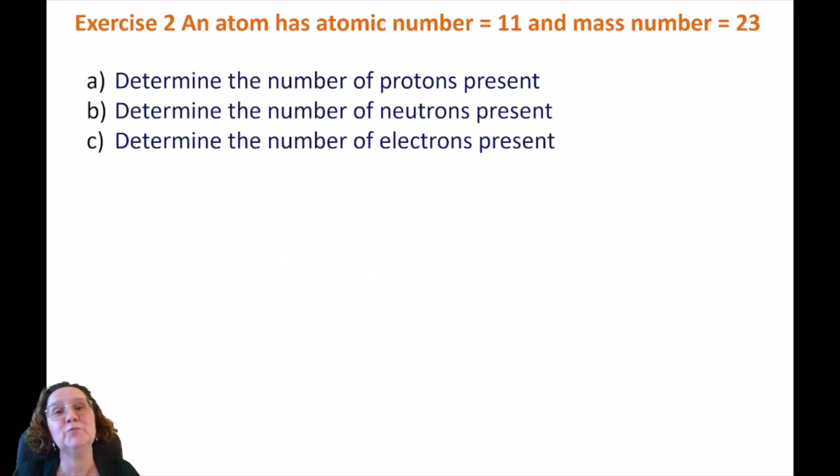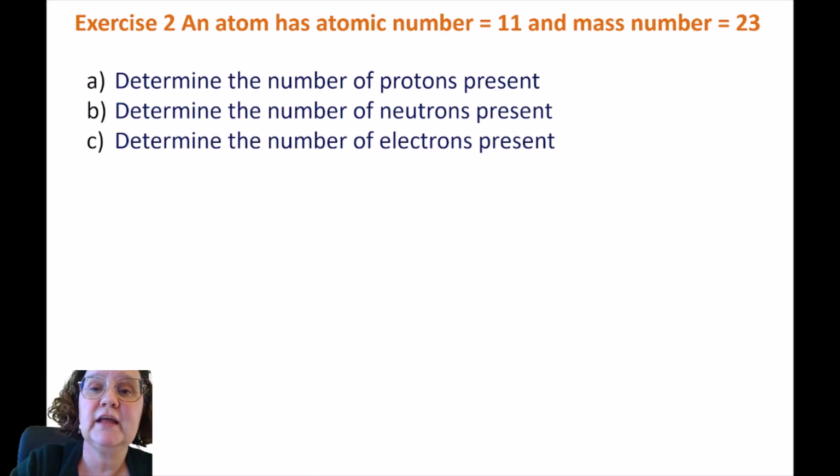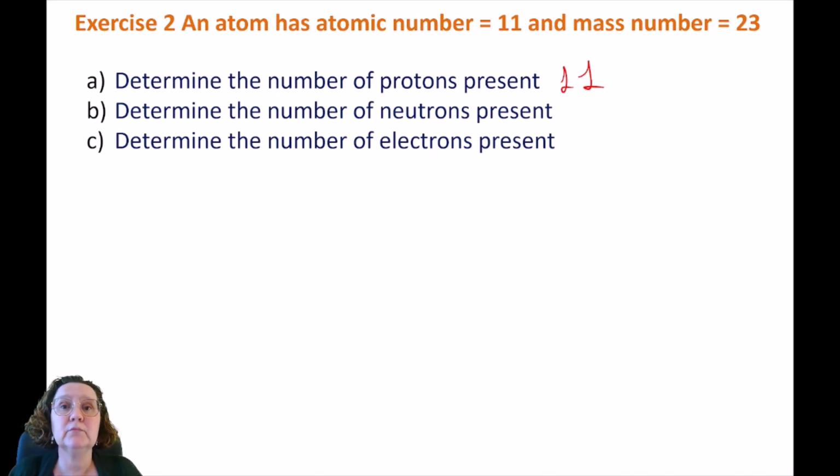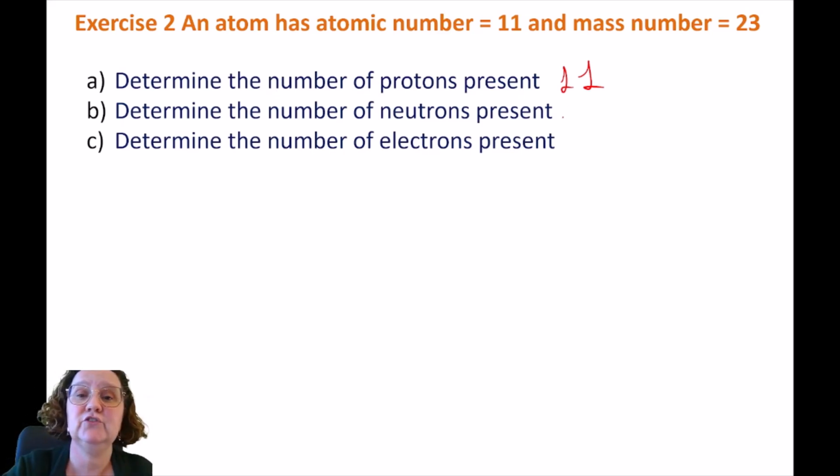So hopefully you stopped the video and had a go at the exercise. Again, atomic number 11. Atomic number is defined as the number of protons in the atom, so that means I have 11 protons. An atom which is not interacting with anything, on its own, is neutral. So those 11 protons are to be compensated by 11 negative charges, 11 electrons in the electronic cloud.